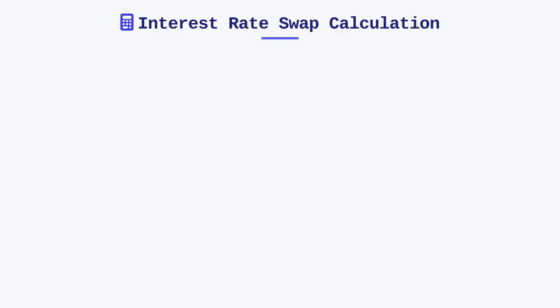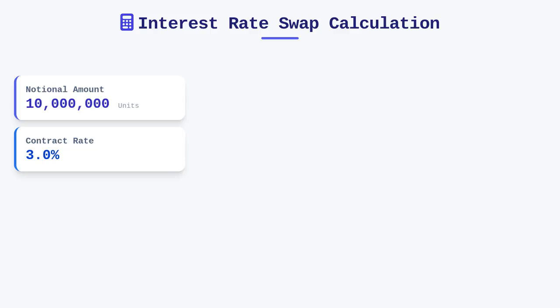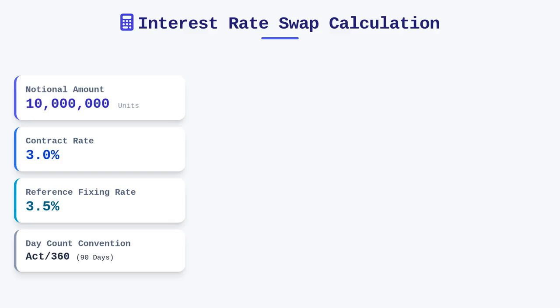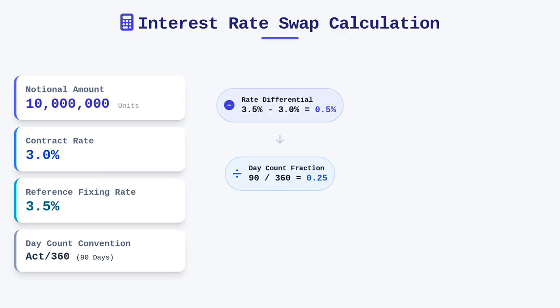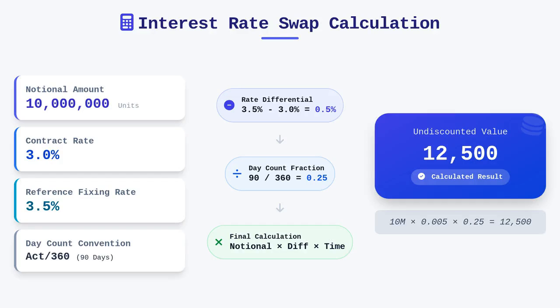Let us consider a practical application with a notional amount of 10 million units, a contract rate of 3%, and a reference fixing rate of 3.5% for a 3-month period. Assume the day count convention for this specific transaction is actual over 360 days. First, we calculate the interest rate differential, which is 3.5% minus 3%, resulting in a difference of 0.5% or 0.005. Next, we determine the day count fraction, which for a standard 90-day period would be 90 divided by 360, or 0.25. We multiply the notional amount of 10 million by this 0.005 differential and the 0.25 time factor to arrive at an undiscounted value of 12,500.